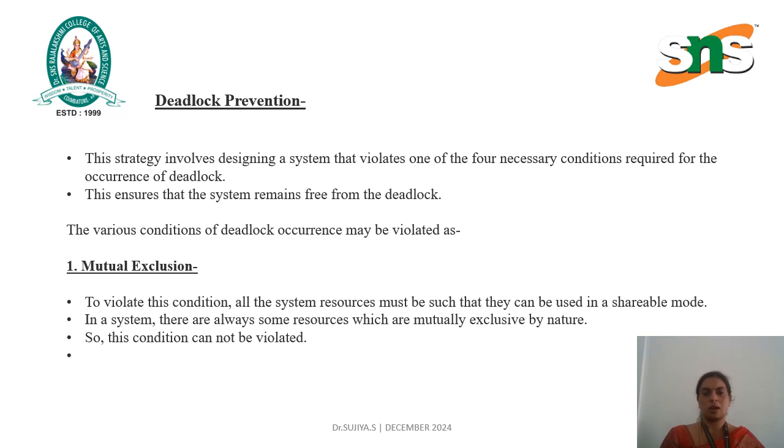The first one is mutual exclusion. This is a condition where system resources should be in shareable mode, but there are always some resources which are mutually exclusive by nature, and this condition cannot be violated. This is mutual exclusion, and it is one of the necessary conditions required for deadlock.